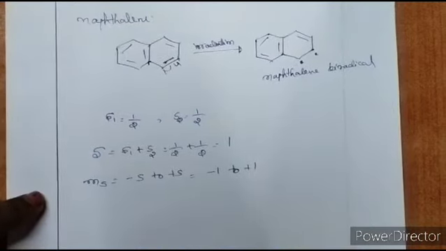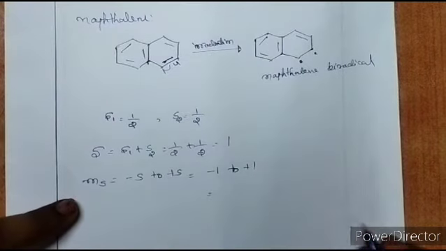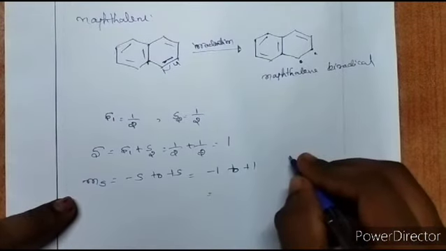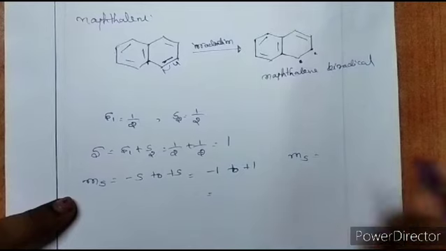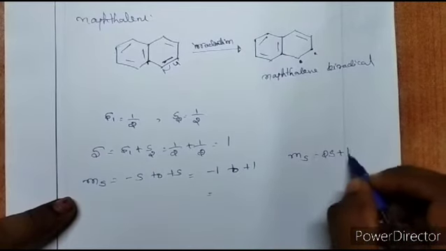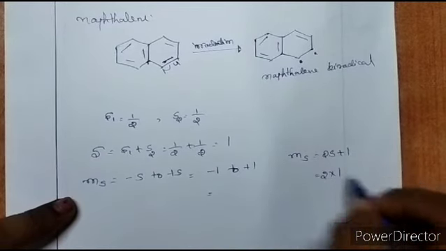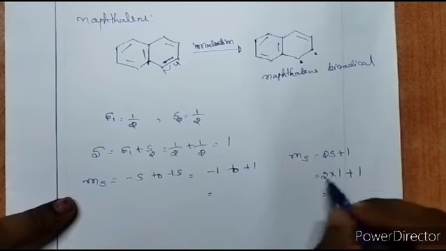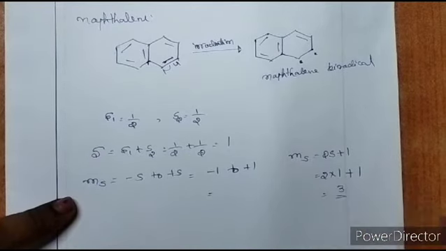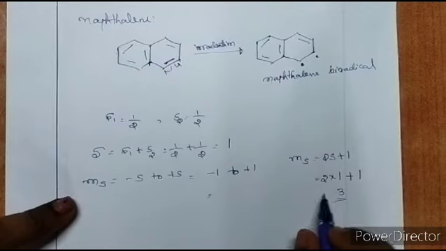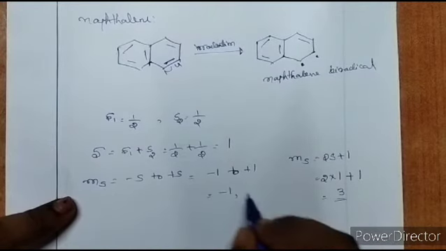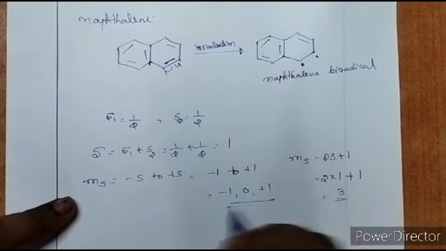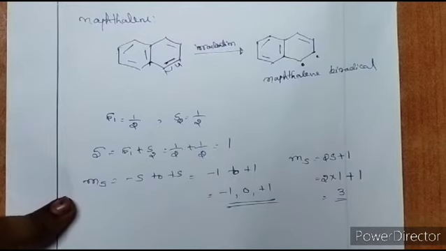Now how many values are there? We have 3 values. How do we know how many ms values there are? We have the formula: number of ms values is equal to 2S plus 1, and the S value is 1 for this molecule. If you solve this, you will get 3 ms values. So what will the 3 ms values be? That will be minus 1, 0, plus 1. There are 3 ms values for the naphthalene biradical system.